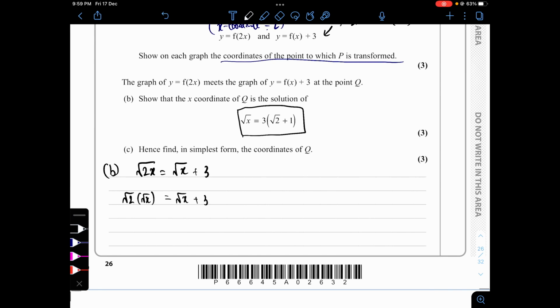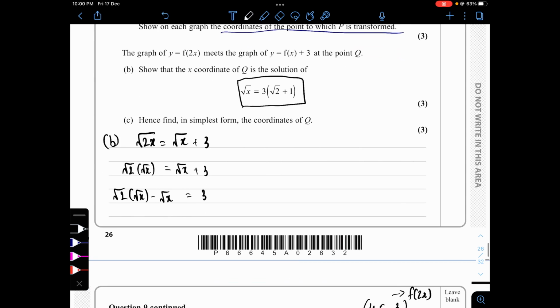So now we can make root x over here in this side, so that'll be root 2 root x minus root x equals 3. Then we can take root x as a common factor. Root x times root 2 minus 1 equals 3. And then we can write, so root x equals 3 over root 2 minus 1.